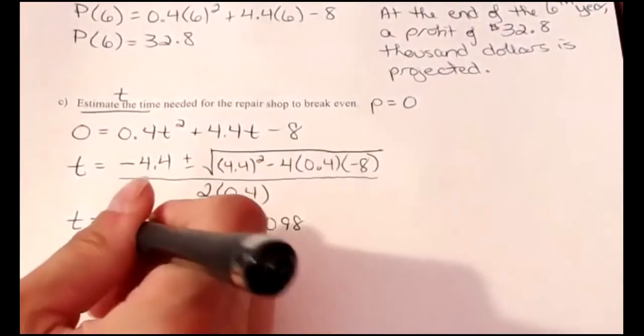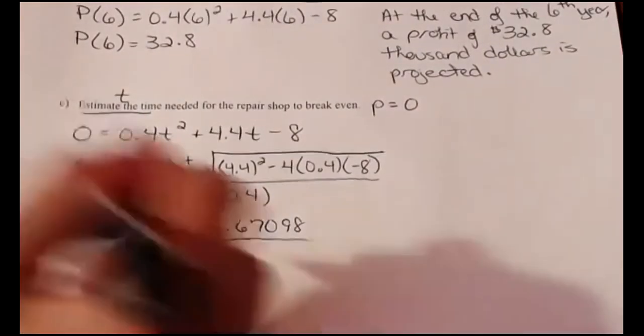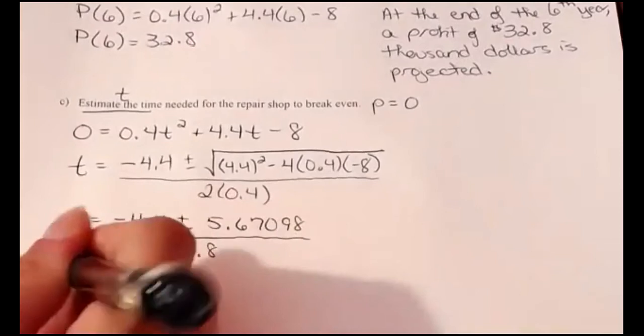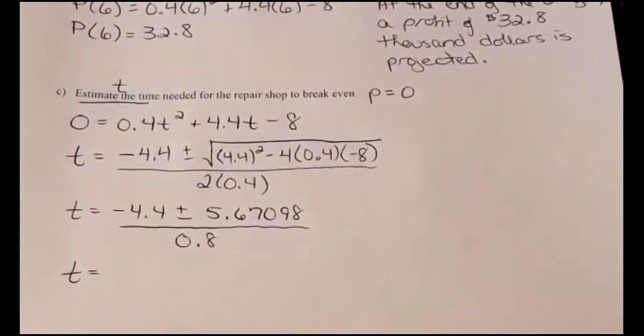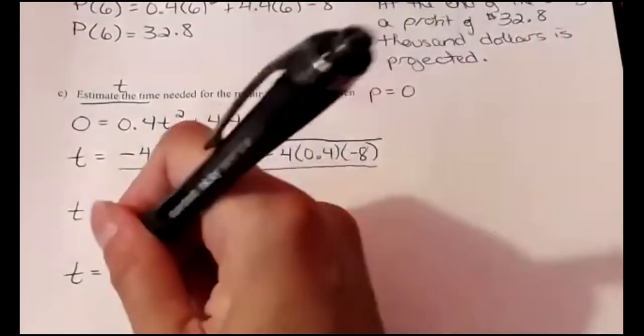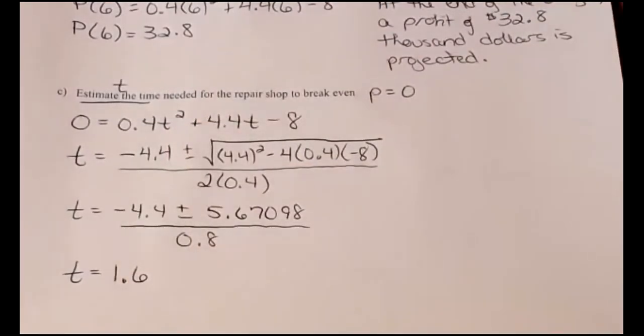5.67098 all over, and then 2 times 0.4, well, that's just going to be 0.8. So let's find both solutions here. Negative 4.4 plus 5.67098. Divide that by 0.8, and we get t is equal to 1. We'll round to the nearest tenths, 1.6.